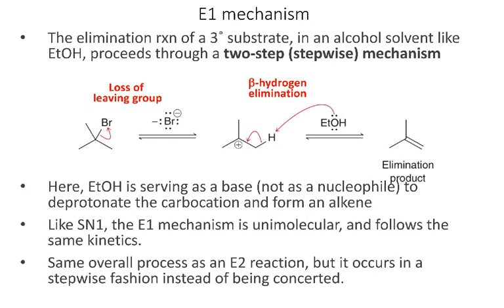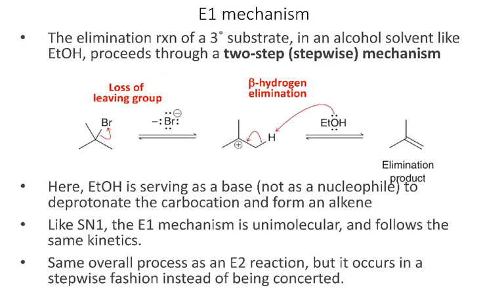Okay, now let's take a look at the E1 mechanism. And so in this case, we start with the same first step, the loss of the leaving group to form a carbocation. In this case, instead of having a nucleophilic attack in a substitution reaction, in this example, the ethanol is going to act like a base, and it's going to steal that hydrogen to give us an elimination product.